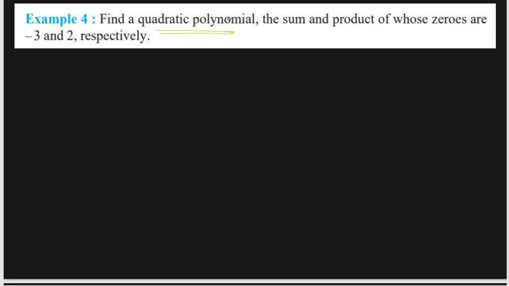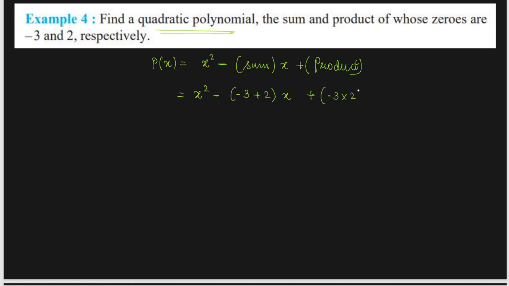Meanwhile, I'll start. How to find a quadratic polynomial? I know the quadratic polynomial is x square minus, do remember there is a minus, you have the reason as well, comparing it with the sum. So x square minus sum of zeros times x plus product. Now, what is the sum over here? Sum is equal to minus 3 plus 2, and the product is minus 3 times 2.